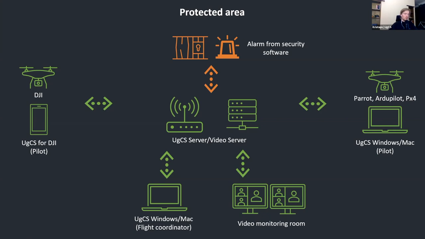We'll talk about these a bit later in the webinar, but basically if the drone detects something that's a bit off, such as parameters being breached, then it's possible to launch alarms from the security software, or to put everything together so that the video from a certain time frame when the alarm is triggered is also saved. So everything is basically possible here.